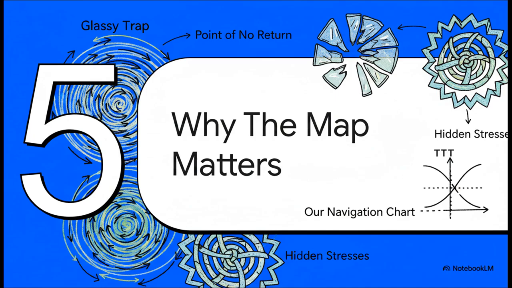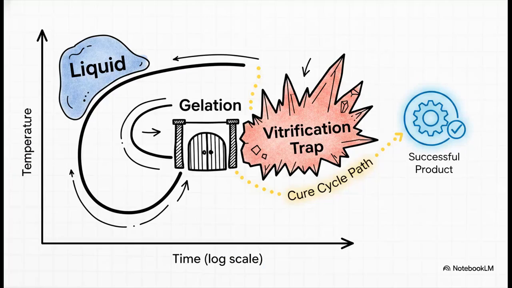So, when you look back at everything we just covered, the point of no return, that glassy trap, all those hidden stresses, it becomes crystal clear why having that map, that TTT diagram, isn't just a nice to have. It's absolutely essential. And really, this is the whole point. The entire purpose of this TTT diagram is to show you the perfect path for the cure. It lets engineers design a specific recipe of time and temperature, a cure cycle, that lets them thread the needle, right? It helps them steer right past gelation, but carefully dodge that vitrification trap until the reaction is totally complete. And that is how you get a fully cured, incredibly strong, and internally stress-free final part.